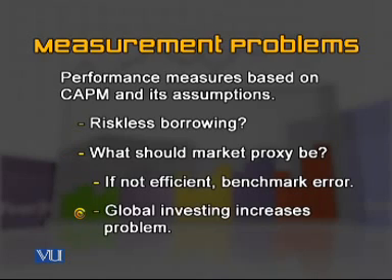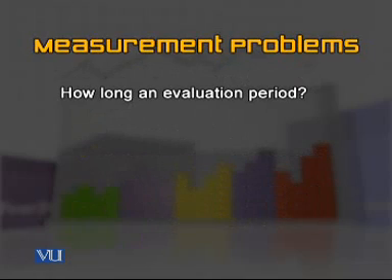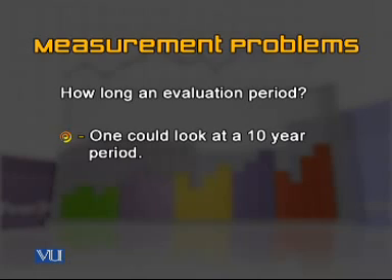Global investing increases problems maybe. So what are the other problems related to measurements as well? How long is an evaluation period, and what is the right period? I think one can look at 10-year periods to be a good idea. 10 years really brings in 2 cycles, 2 5-year plans, maybe 2 term governments.